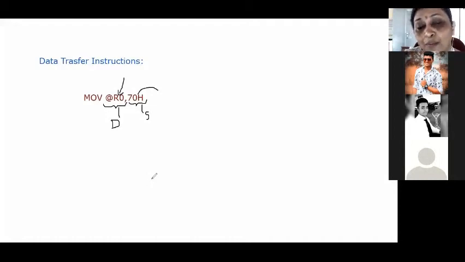Are you getting the point? The data present at RAM location 70H will be transferred to the memory location whose address is stored in register R0. This is how you have to write the working of this instruction. Are you getting the point? Shall I repeat in Marathi?